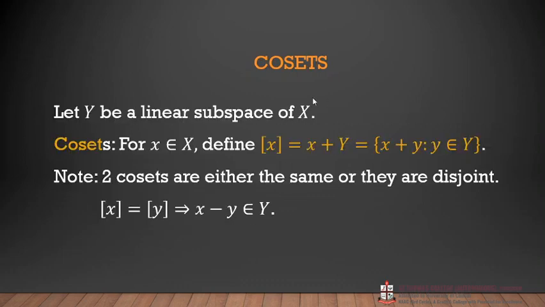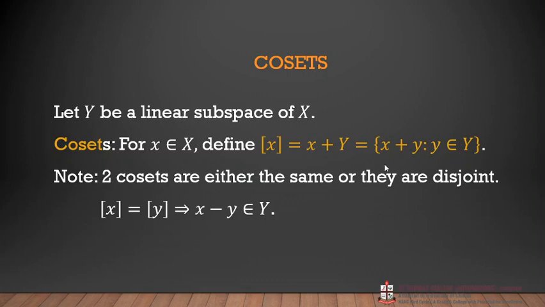Now we are defining a coset. Suppose Y is a linear subspace of X. So we are defining coset like this. For x an element of capital X, we define box x, or I will call this class x. Class x is equal to x plus capital Y. Now what is meant by x plus capital Y? It is the set of all x plus y where y varies over capital Y. You add x with every element of capital Y.